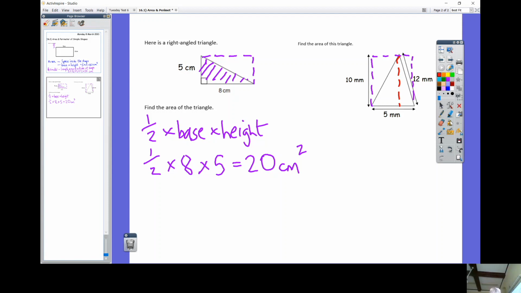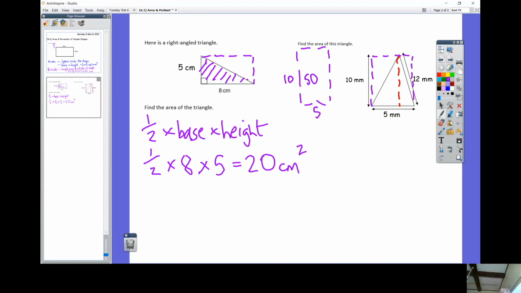You reckon the height of that rectangle is 12, do you? Nope. What would be the height of that rectangle? 10, yeah. Can you see the height would be straight up? Can you all see that, just picking out the purple bit only, you would have a height of 10 and a base of 5. So the area would be 50.